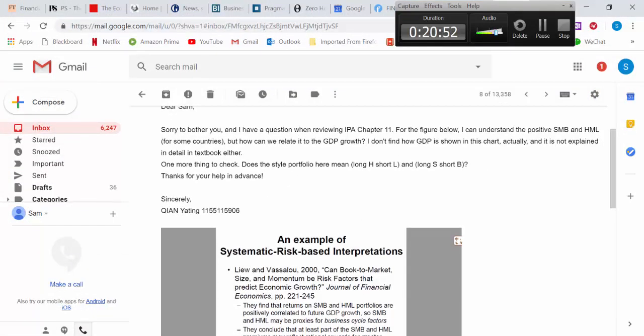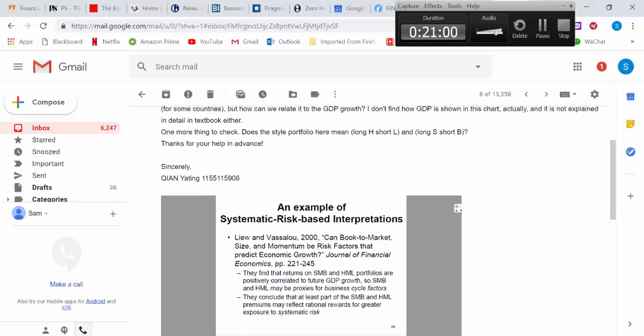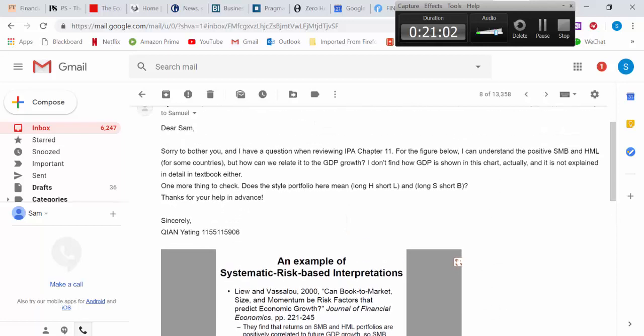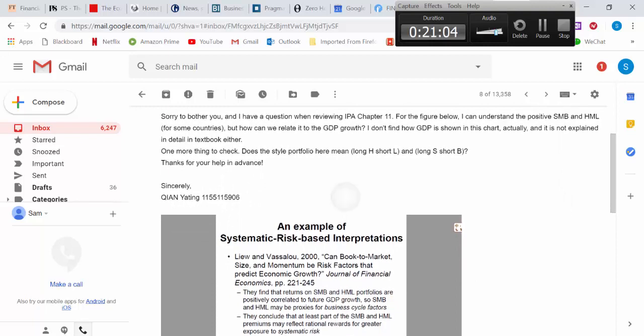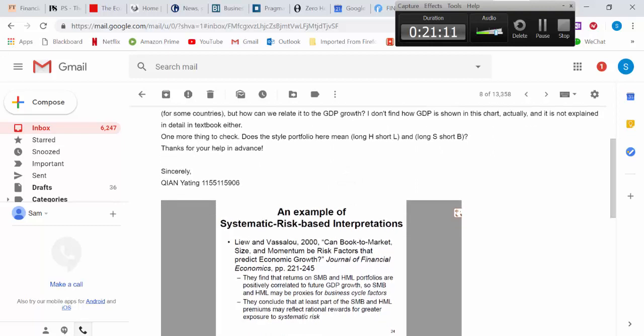So, dear Sam, sorry to bother you. I have a question when reviewing IPA Chapter 11. For the figure below, I can understand the positive SMB and HML for some countries, but how can we relate it to the GDP growth? I don't find how GDP is shown in this chart. And it is not explained in detail in the textbook either.